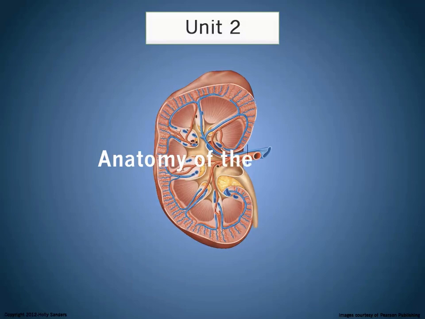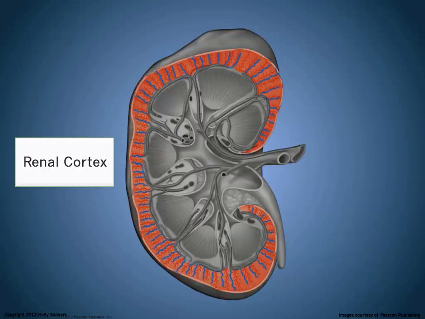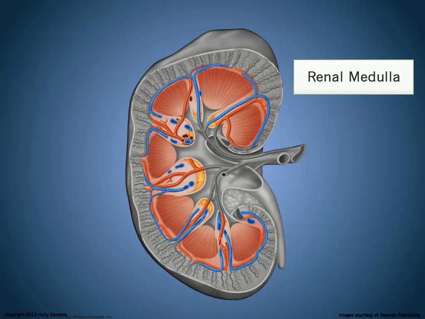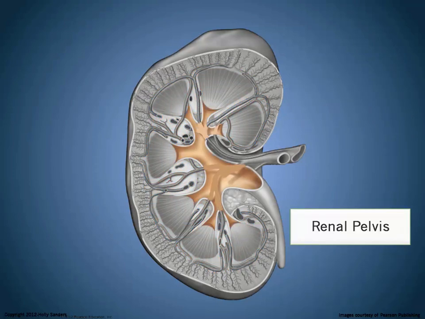Welcome to Unit 2, Anatomy of the Kidney. When looking at a sagittal view of the kidney, three different regions are visible. The outer region is called the renal cortex. The middle region is the renal medulla. And lastly, the inner region is the renal pelvis.